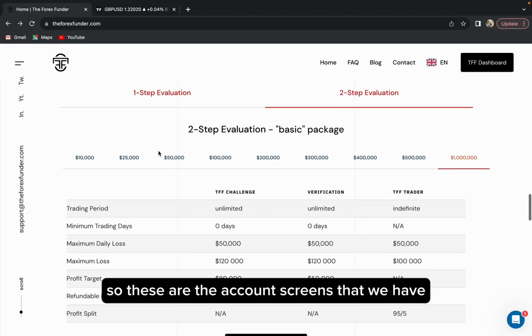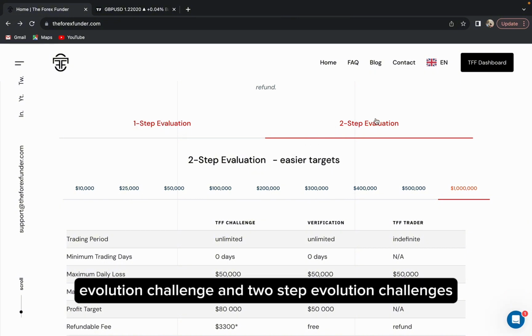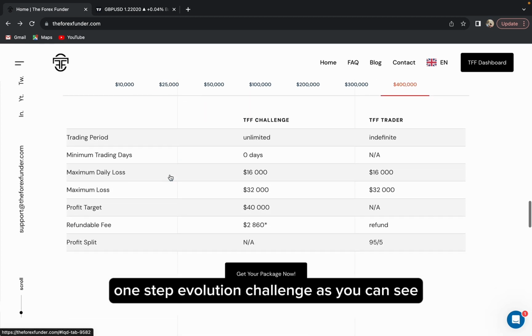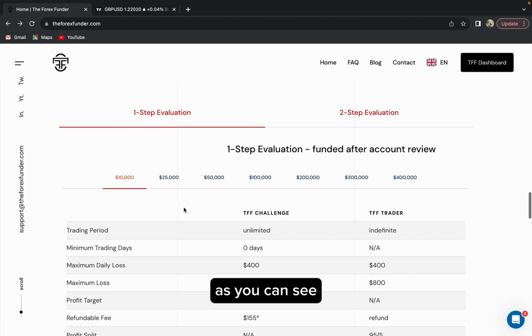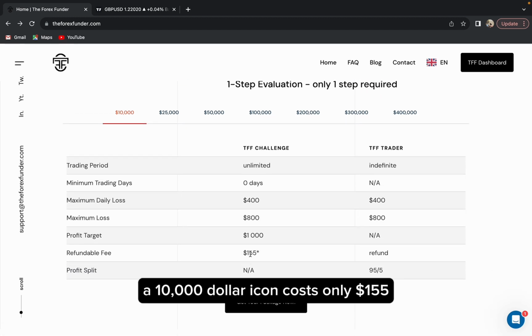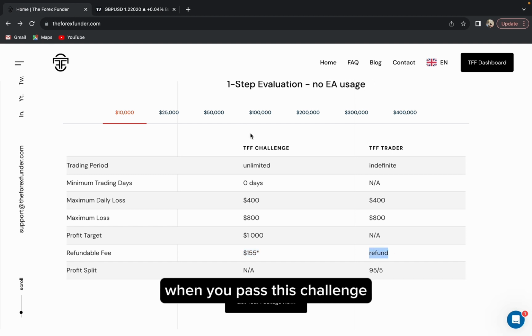So these are the accounts, guys, that we have. We have the 1-step evaluation challenge and the 2-step evaluation challenge, as you can see. We're going to look at the 1-step evaluation challenge, and the $10,000 account. As you can see, this is the one. So you can see, traders, a $10,000 account costs only $155, and this is refundable money when you pass this challenge.